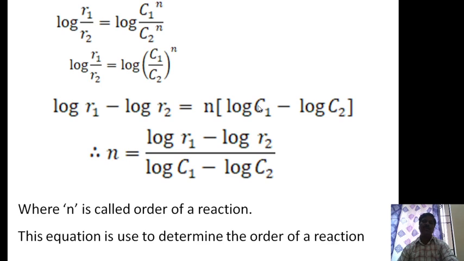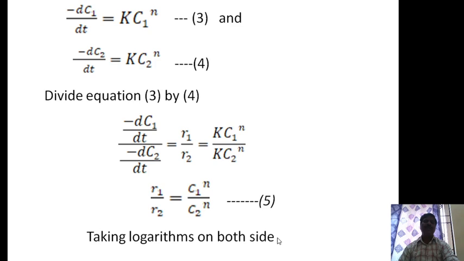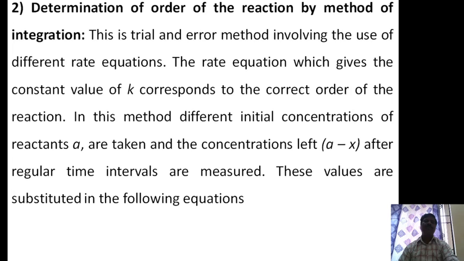Therefore, transferring this value to that side, n is equal to log of R1 minus log of R2 divided by log of C1 minus log of C2. And this equation gives the experimental order of the reaction, where n is nothing but the order of the reaction. This equation is useful to determine the order of the reaction by the differential method. Okay. Now coming to the second method, that is determination of order of a reaction by methods of integration.